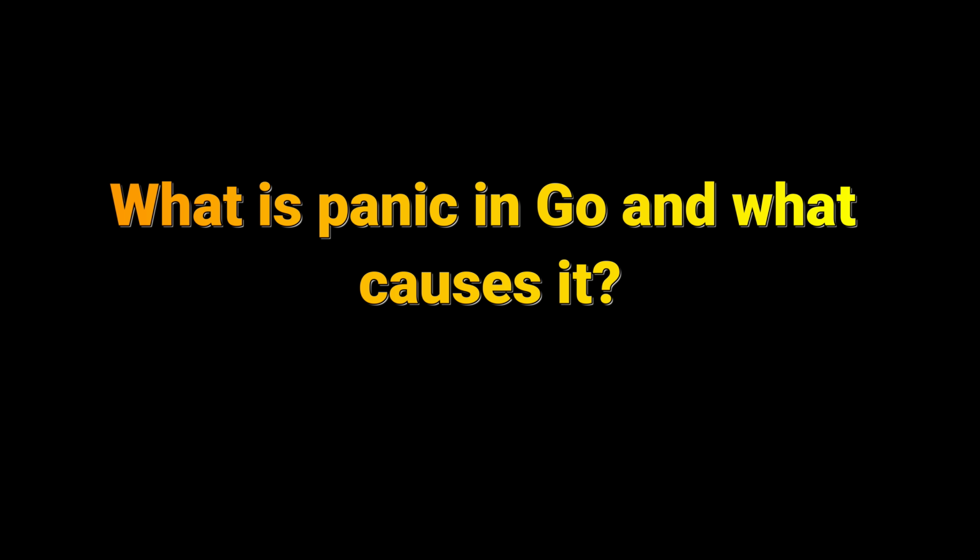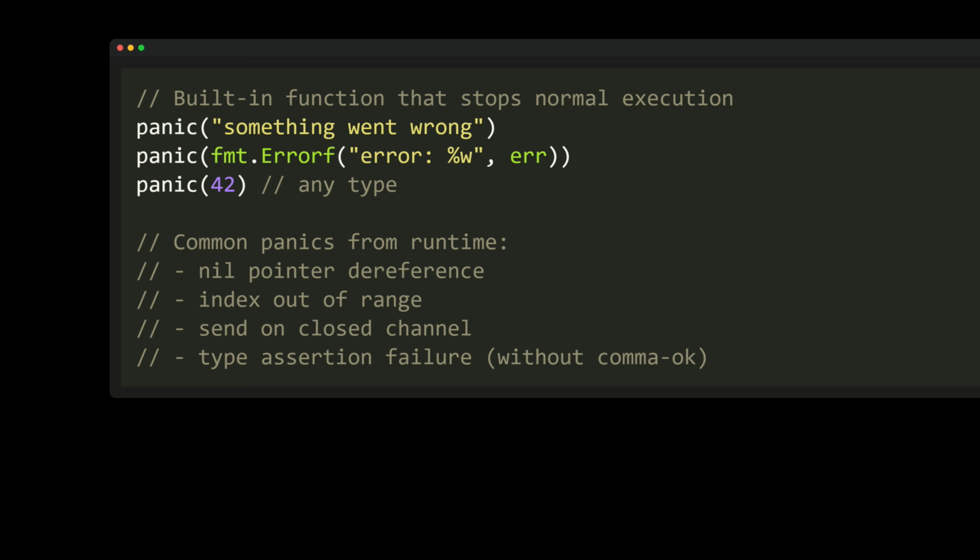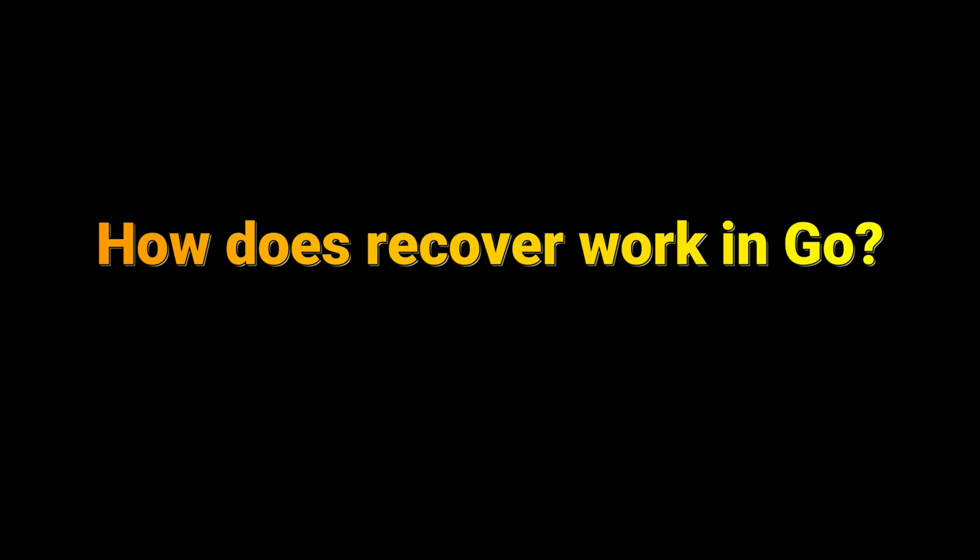Question: what is panic in Go, and what causes it? Panic is a built-in function that stops normal execution of a program. You can call panic yourself with any value, like an error message or a number. The runtime also automatically panics for certain problems. These include dereferencing a nil pointer, accessing an array index that doesn't exist, sending on a closed channel, and type assertion failures when you don't use the "OK" form. When a panic happens, it starts unwinding the stack and running deferred functions until the program crashes or recover catches it.